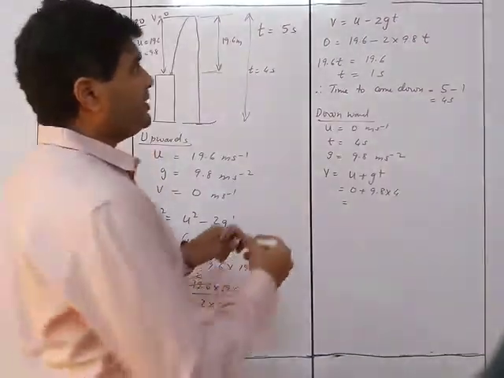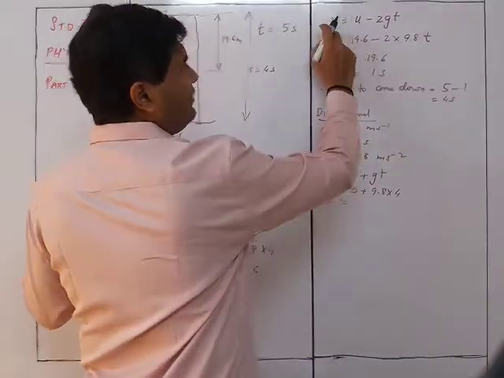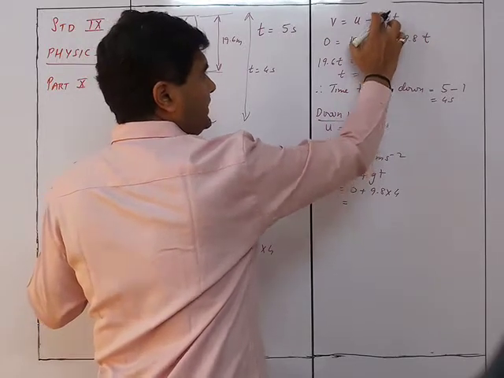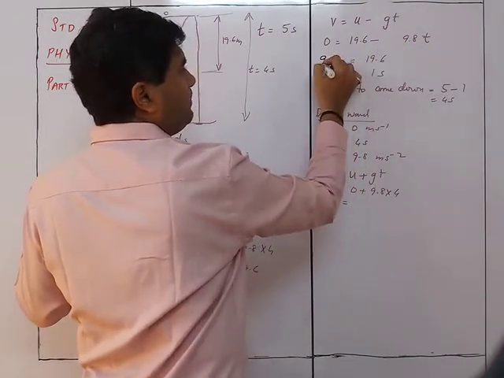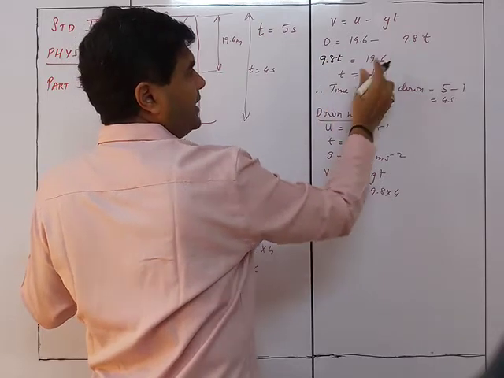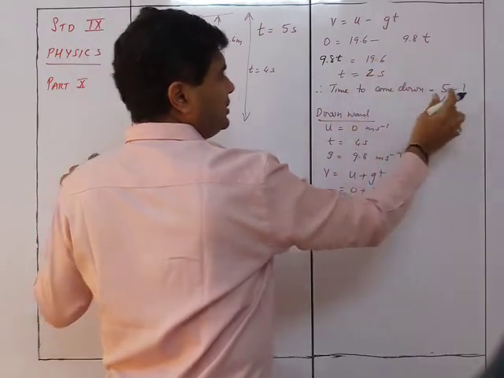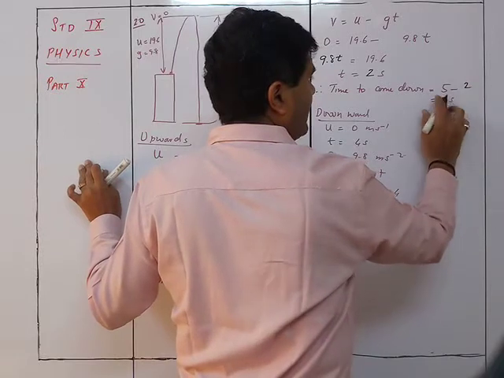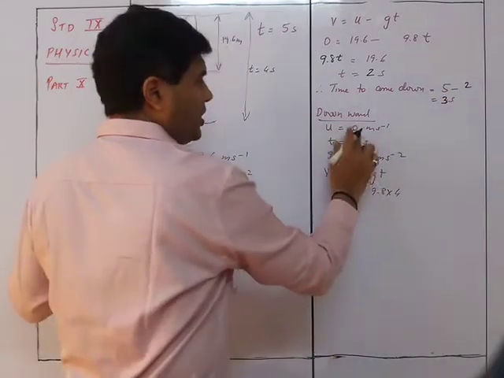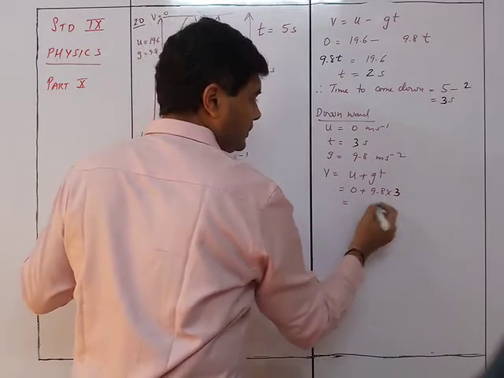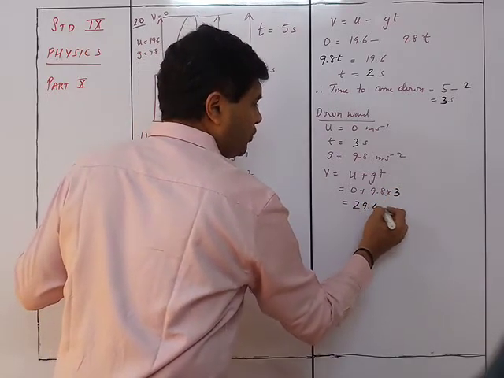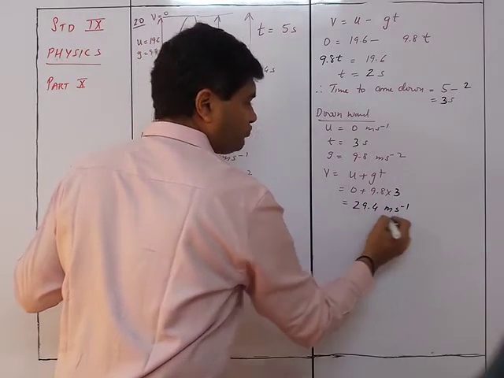It is basically the formula taken here is wrong. v is equal to u plus at, not 2gt. So there is no 2 here. So this will be 9.8 t is 19.6. So it will be 2 seconds. So the time taken to come down will be 3 seconds. Accordingly, over here 3 seconds. So it will be 29.4 meter per second.